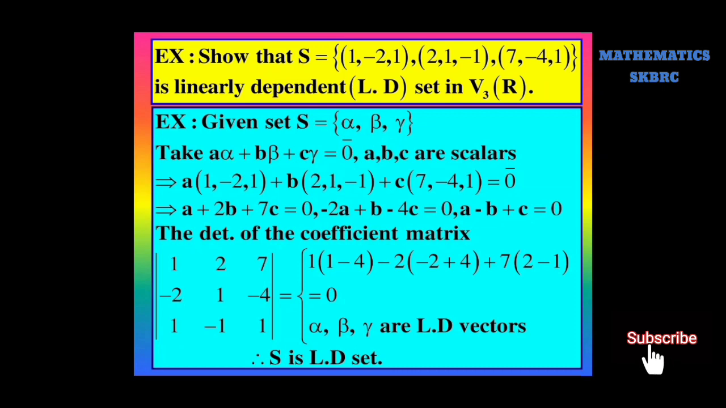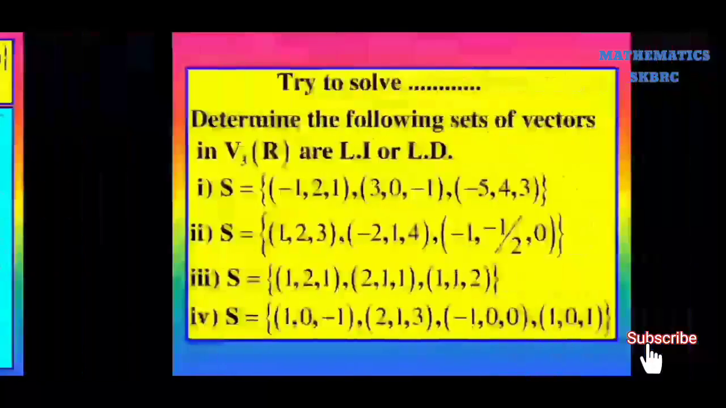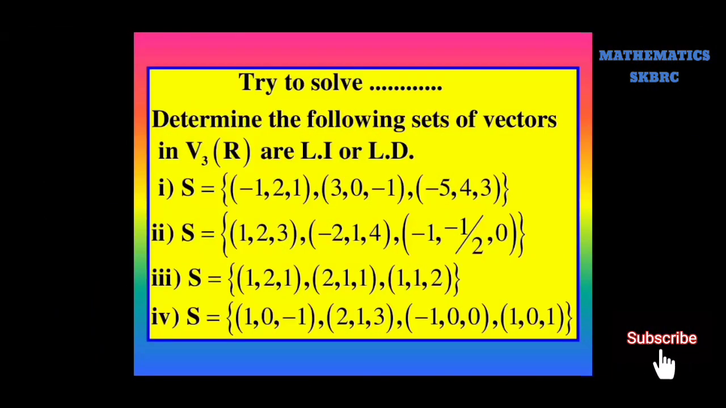minus 2A plus B minus 4C equal to 0, A minus B plus C equal to 0. The determinant of the coefficient matrix, with rows (1, 2, 7), (minus 2, 1, minus 4), (1, minus 1, 1), is equal to 0. Determinant is 0, then we say that the vectors alpha, beta, gamma are LD vectors. Hence the given set S is an LD set. Hence completed. Student choice: try to solve the following sets of vectors in V3(R) as LI or LD.